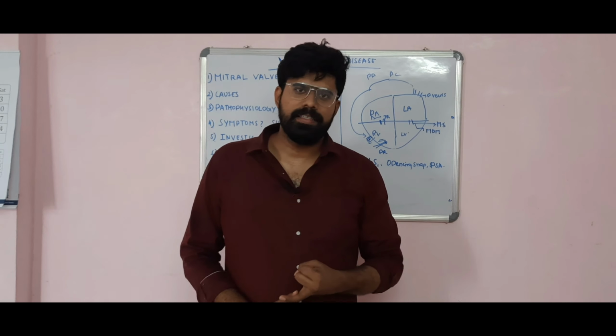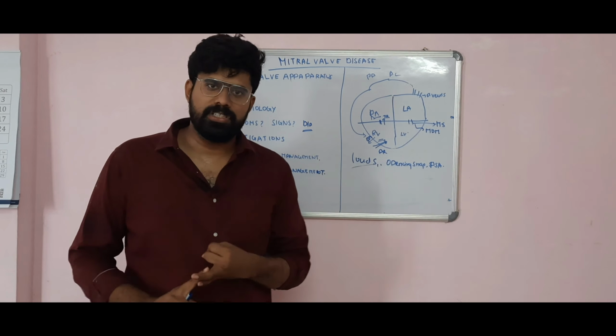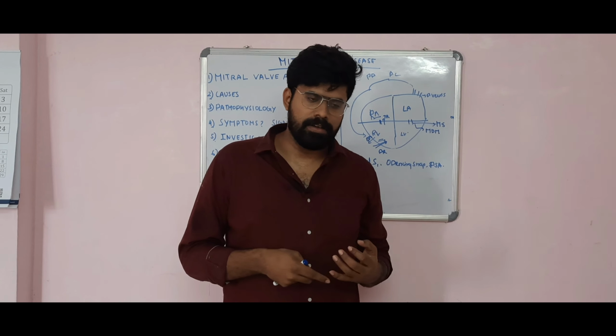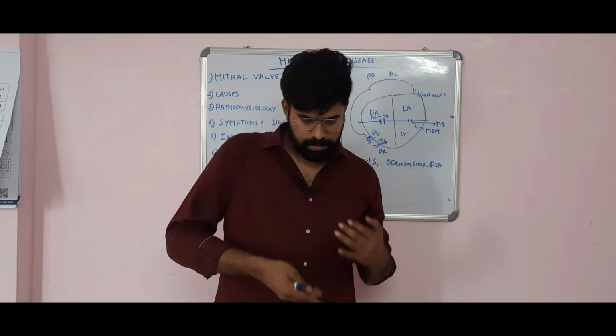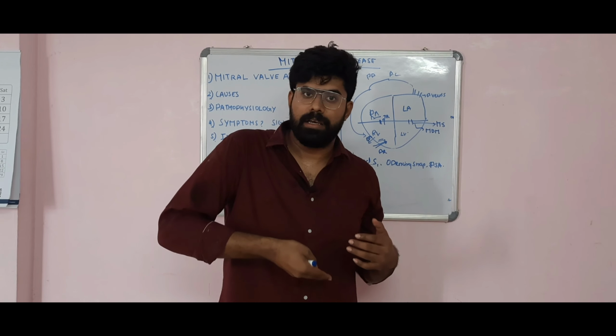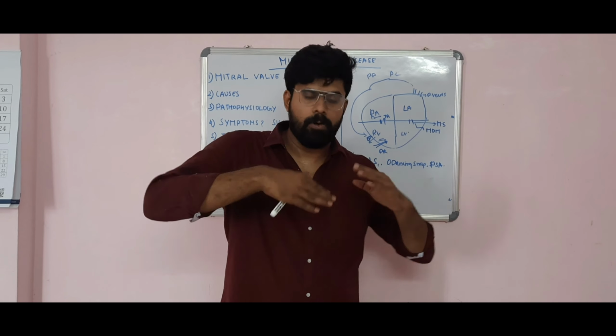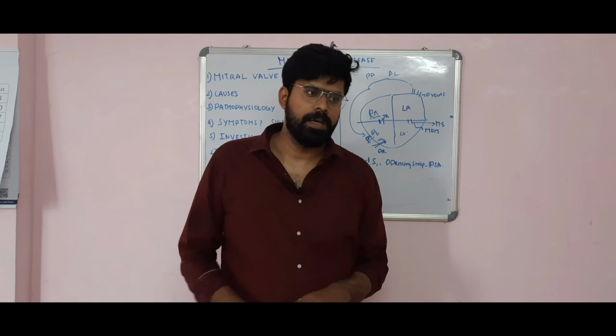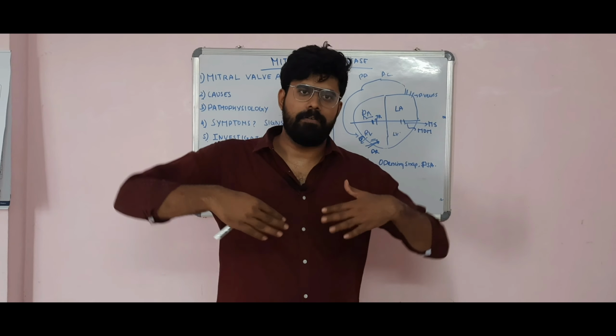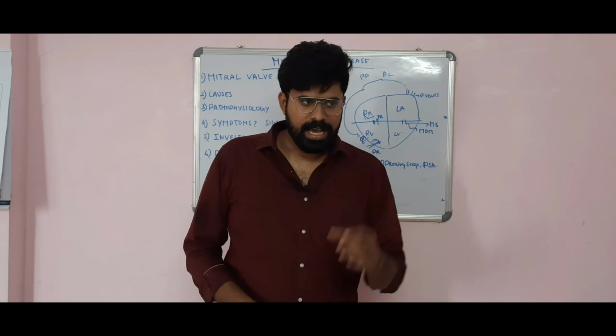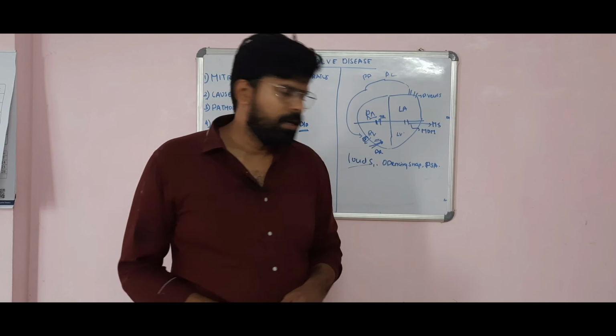The second one is aortic regurgitation. Aortic regurgitation causes filling of the LV, and this will cause fluttering of the mitral valve leaflets. This fluttering of the mitral valve leaflets can produce a functional obstruction, and this is called the Austin Flint murmur.